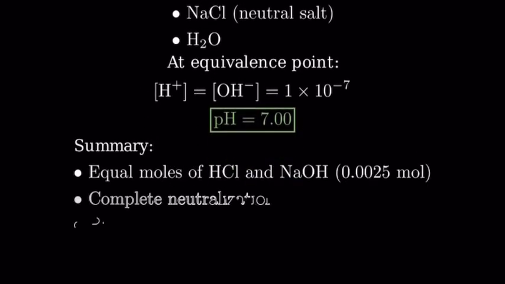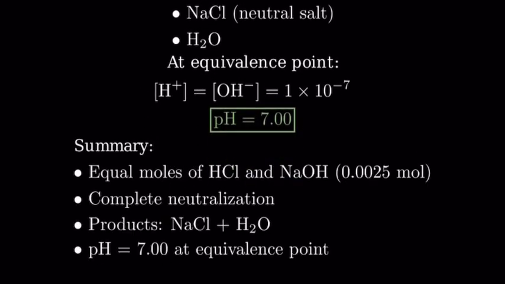To summarize, when we add 25 milliliters of 0.1 molar sodium hydroxide to 50 milliliters of 0.05 molar hydrochloric acid, we reach the equivalence point where the acid and base completely neutralize each other. At this point, the pH of the solution is 7.00.